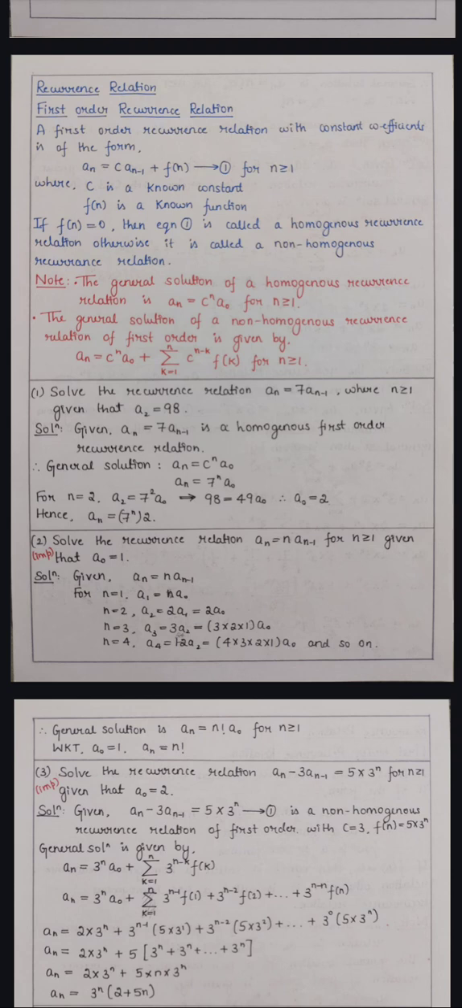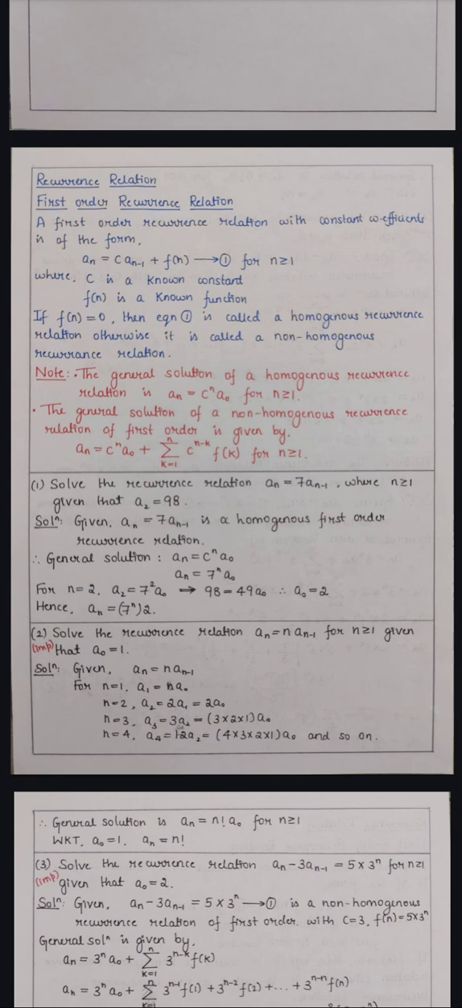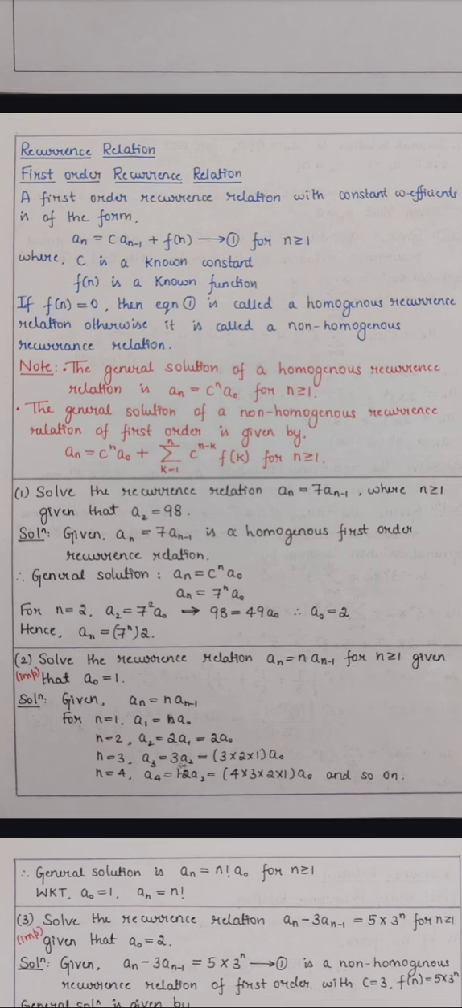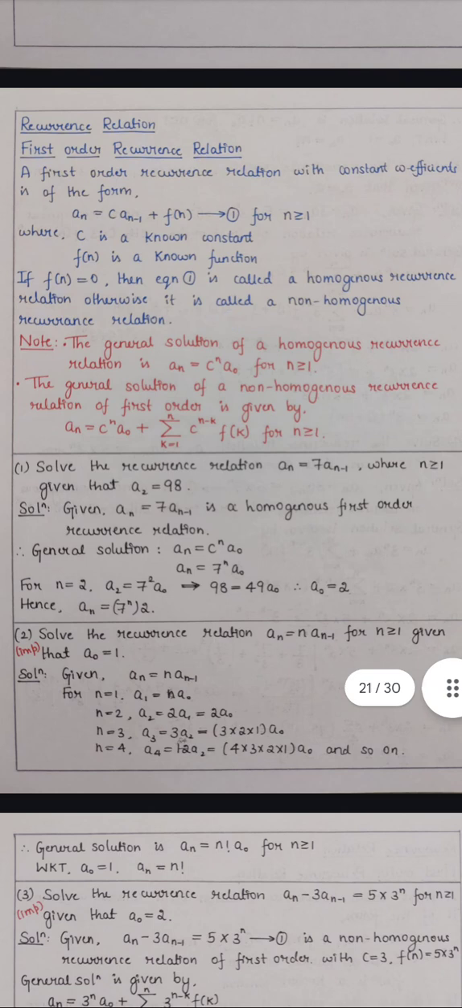Otherwise, it is a non-homogeneous recurrence relation. The general solution for homogeneous recurrence relation will be a_n equals c^n a_0, where n is greater than or equal to 1. So the general solution for non-homogeneous recurrence relation of the first order is given by a_n equals c^n a_0 plus summation k equals 1 to n c^(n-k) f of k, for n greater than or equals to 1.